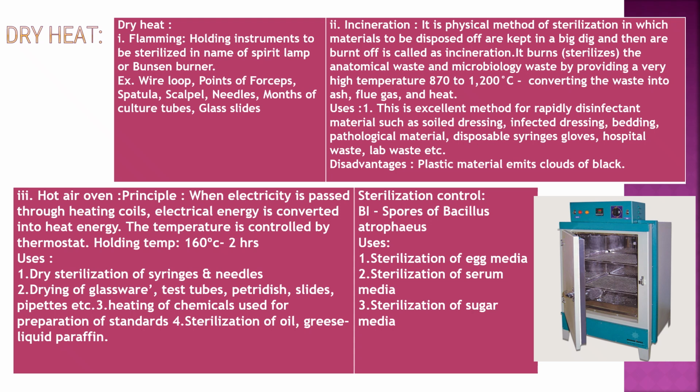The third example in dry heat is the hot air oven. Principle: when electricity is passed through heating coils, electrical energy is converted into heat energy. The temperature is 160 degrees Celsius and holding time is 2 hours. Uses: dry sterilization of syringes, needles, drying of glassware, test tubes, petri dishes, slides, pipettes, heating of chemicals used for preparation of standards, sterilization of oil, grease, liquid paraffin.